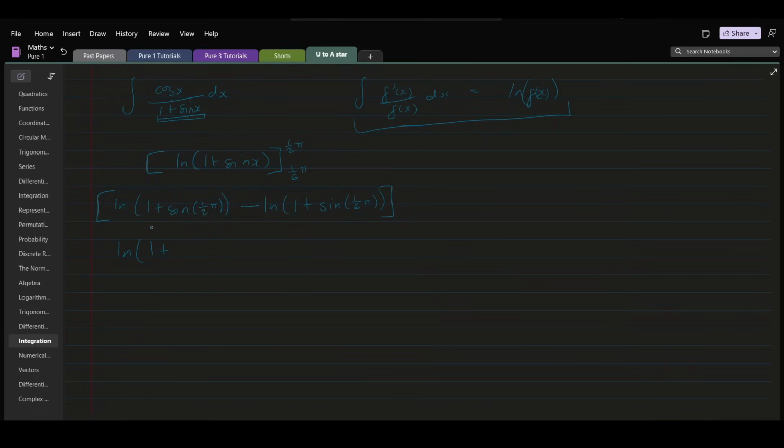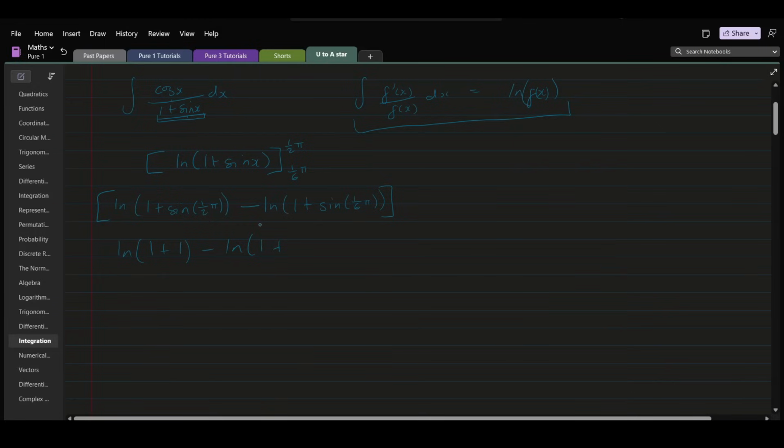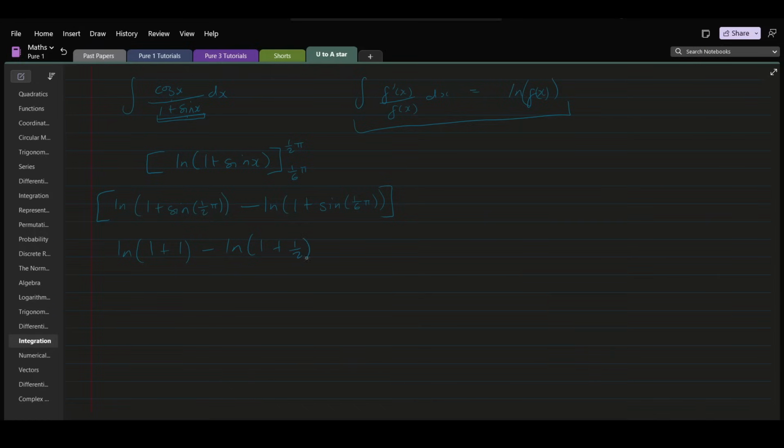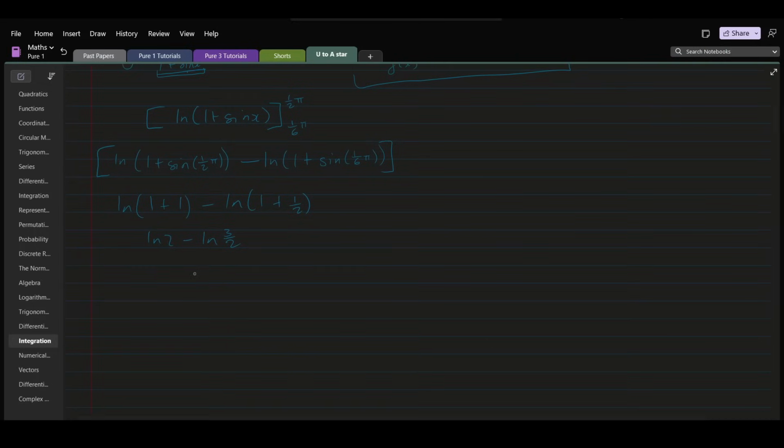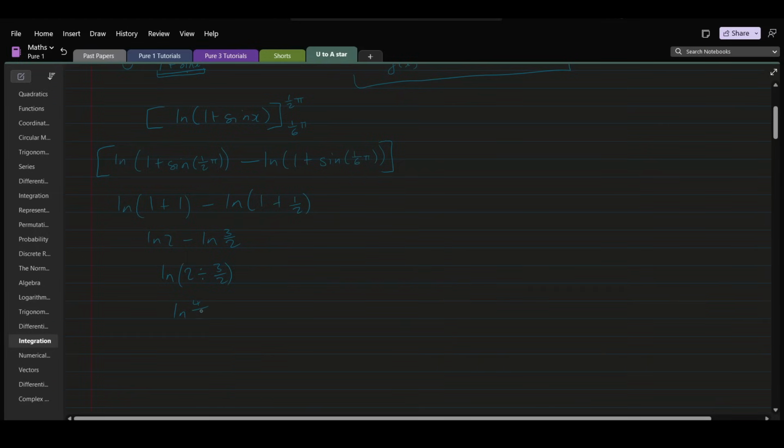Sine 1 over 2 pi gives us 1, so that's ln 1 plus 1 minus ln 1 plus, let's do sine 1 over 6 pi. That gives us a half, so you end up with ln 2 minus ln 3 over 2. Now we can use laws of logarithms to combine these two logarithms to become 1, so that's ln 2 divided by 3 over 2, which would simplify to give us ln 4 over 3, and this would be our final answer.